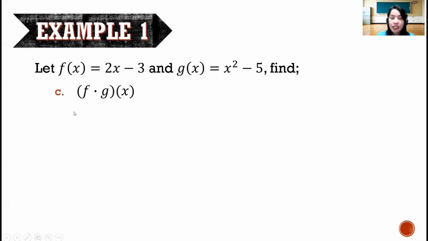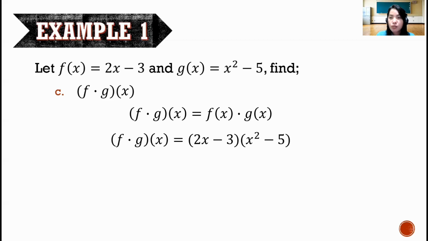For letter C, again, using these functions, f of x and g of x, we have to find and simplify the given f times g of x. From the definition, for multiplication on functions, this one is equal to f of x times g of x. Ang naunang function ay f of x, so siya yung muna yung isusulat mo, and g of x. We have here the dot, so ibig sabihin, ang operation ay multiplication.